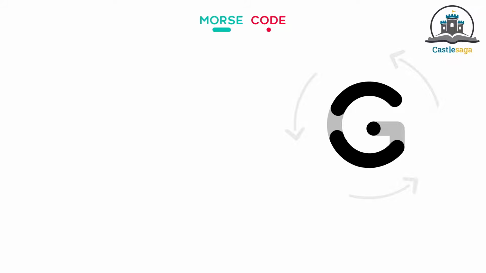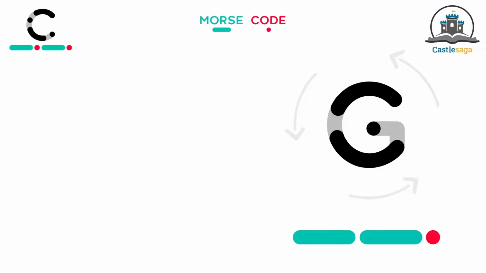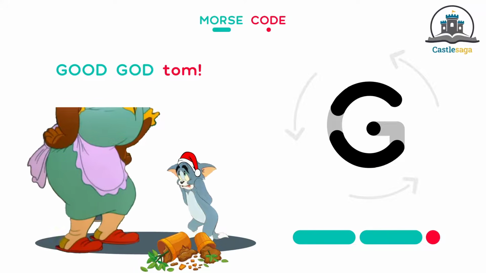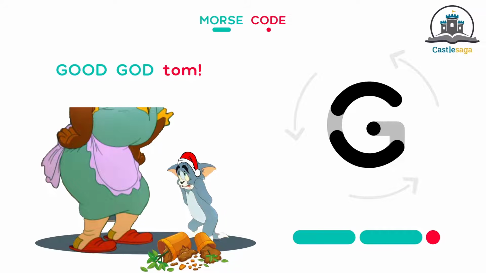Next, G. G is dash, dash, dot. Again, counterclockwise. Da, da, dit. Can you recall C? C is da, dit, da, dit. And G is da, da, dit. When it comes to similar letters, try to remember the subtle differences. Now, the line for G is good God, Tom. Remember that episode? Where Tom destroys everything trying to catch Jerry, and Tom's owner shouts at Tom, like, good God, Tom. Good God, Tom.